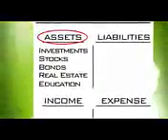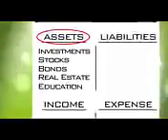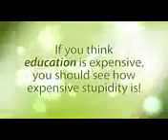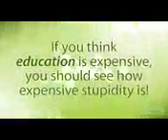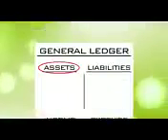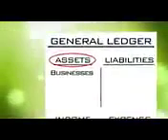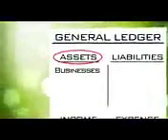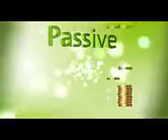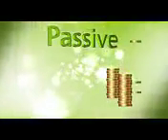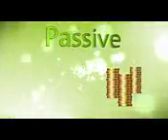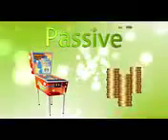That's buying an asset. I heard a great expression once: if you think education is expensive, you should see how expensive stupidity is. Another example of assets you can buy that pay you is businesses, especially those businesses that can create a passive income. Passive meaning that once you build it up, it pays you whether you're still building it or not. A little example is if you buy a pinball machine and put it in a barber shop.